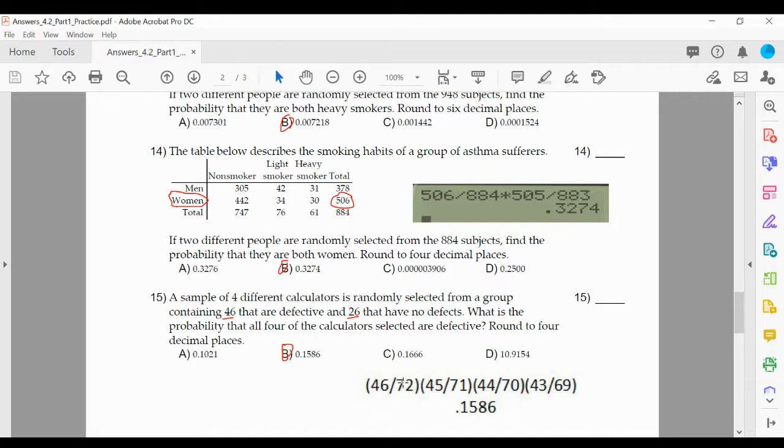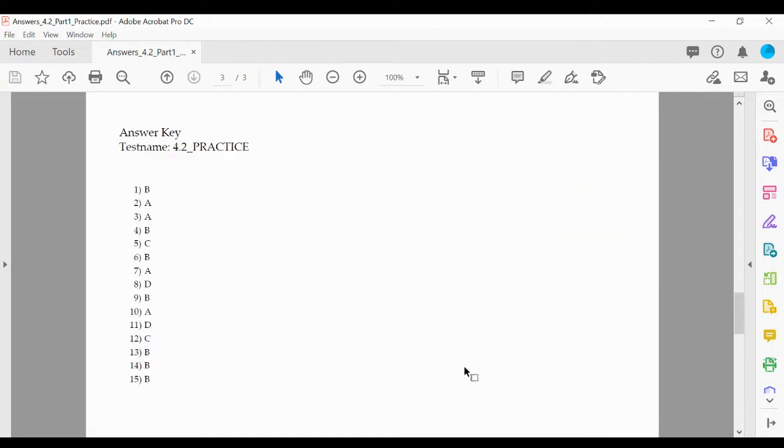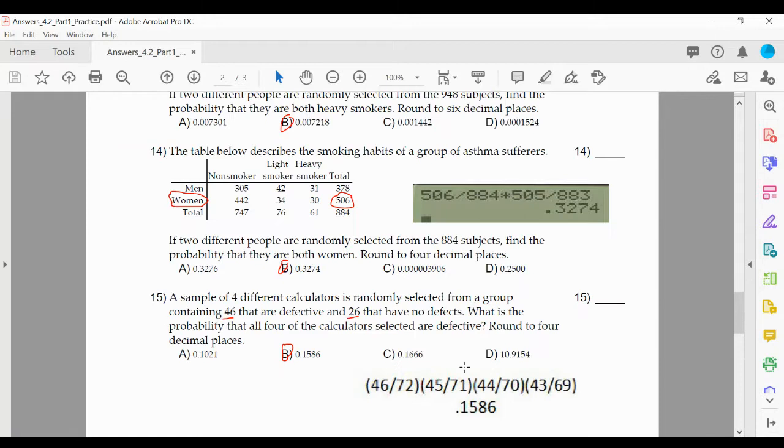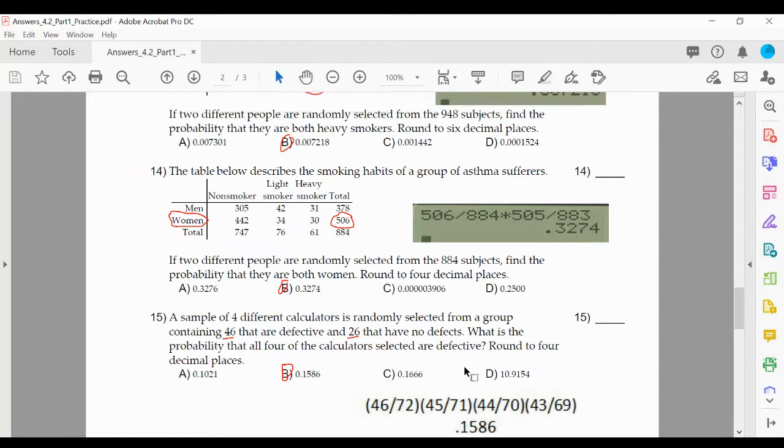Once again, putting these into your calculator, you don't need to put the parentheses. It wouldn't hurt. It's just not necessary. The calculator will do the order of operations. All right, so that's 4.2, part 1.